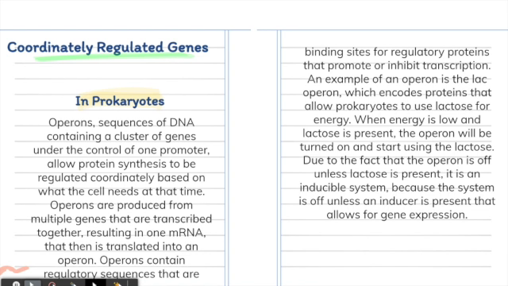An example of an operon is the lac operon, which encodes proteins that allow prokaryotes to use lactose for energy. When energy is low and lactose is present, the operon will be turned on and start using the lactose. Due to the fact that the operon is off unless lactose is present, it is an inducible system, because the system is off unless an inducer is present that allows for gene expression.